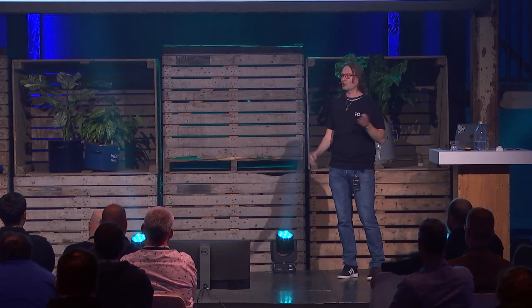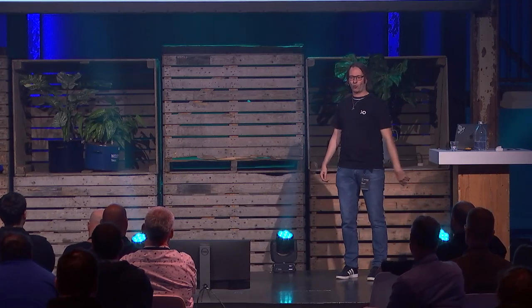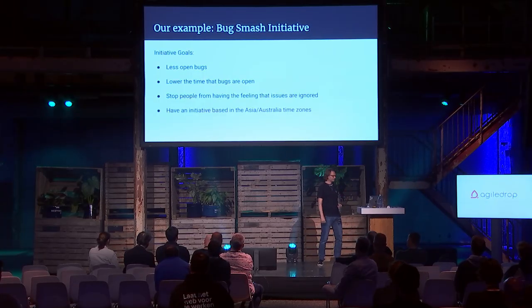As a side note, the reasons for opening initiatives for core can be very diverse. The last point here, that they wanted an initiative based in Australia, can be very valid as well, because most of the initiatives are based either in Europe or in the US, which means everybody in Australia is asleep whenever they do their meetings. So that's why this one has its meetings when we're asleep.